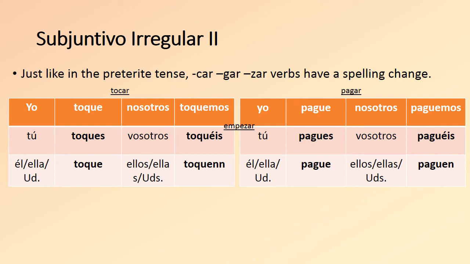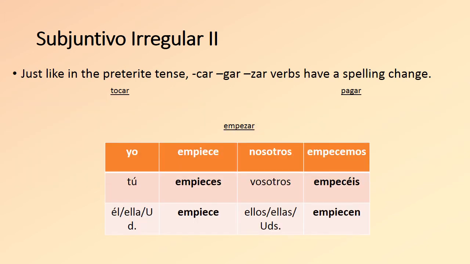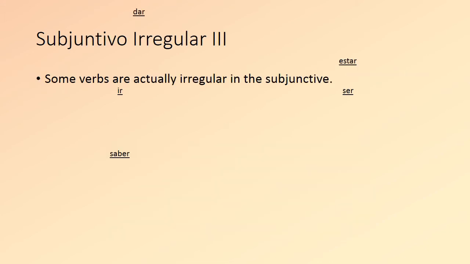And then finally we have a zar verb, which is empezar, and it goes yo empiece, tú empieces, él, ella, usted empiece, nosotros empecemos, vosotros empecéis, y ellos, ellas, ustedes empiecen. So then we have verbs that are actually irregular in the subjunctive. There's not too many of them. Here are the major ones.